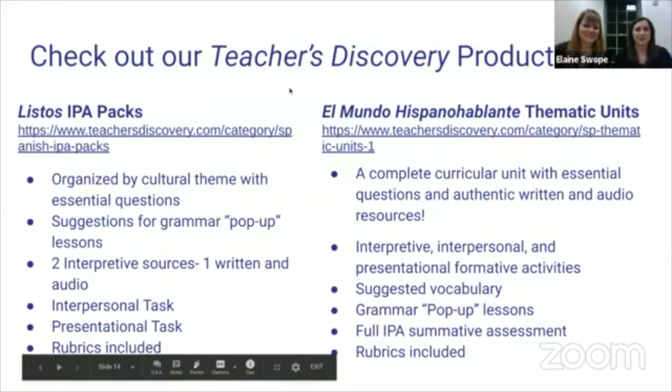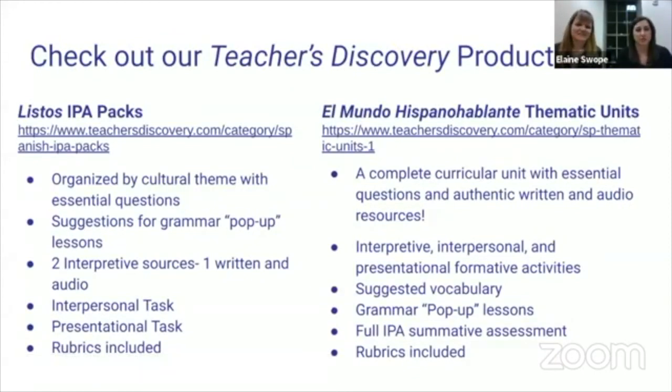Okay. So Melissa and I are author and co-author of some Teachers Discovery products. So we just wanted to go over those so you can check them out. The first, Listo's IPA Packs. They are organized by cultural theme with the essential questions. There are suggestions for pop-up grammar lessons based on the interpretive sources. And in the IPA Pack, we actually have 2 interpretive sources with the 9 activities for the IPA. So you'll have a written source with the 9 activities for the IPA, and also an audio source with the 9 activities. After those 2 interpretive sources, we have an interpersonal task and also a presentational task.